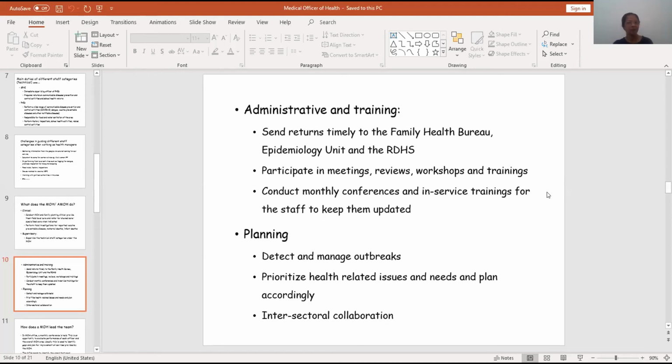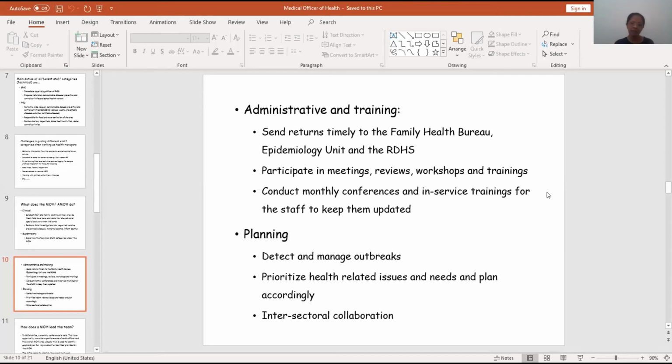Although the public health nursing sister or the supervising public health inspector will prepare the returns, we are the responsible people to send them on time. Then we have to support them, participate in meetings, reviews, workshops, and trainings. So we have to update our knowledge.